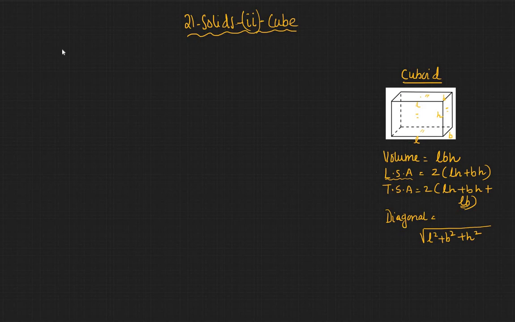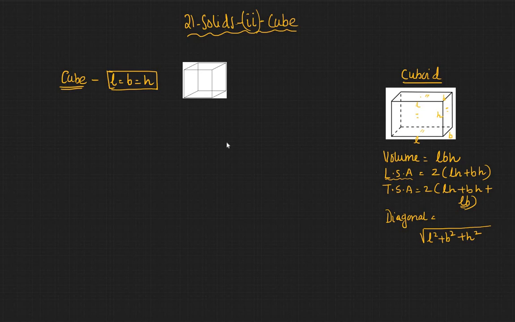Now a cube is a special cuboid where the length, the breadth and the height are the same. So all cubes are also cuboid, but it's a special cuboid with length, breadth and height the same. So a cube will look like this, where all the sides are the same.